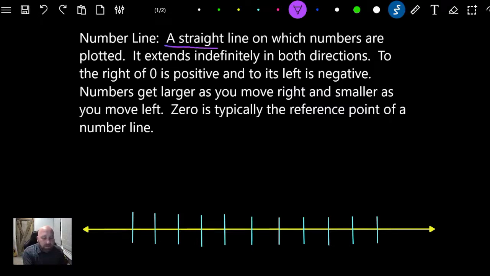A number line is a straight line on which the numbers are plotted. What does it mean to plot something? To plot means to put, right? So if I put a number on a line, that's called a number line. Ooh, by definition. Look, that's easy, right? Next, it extends indefinitely. What does that word mean, indefinitely?